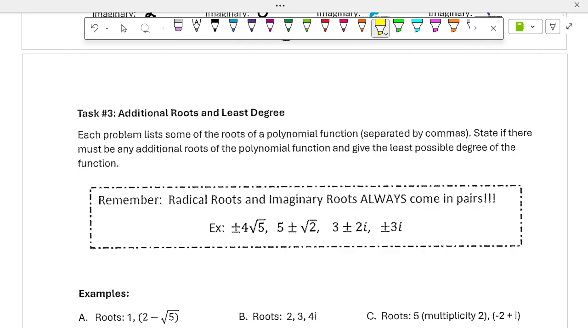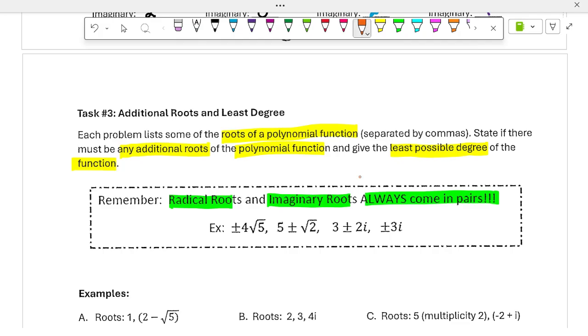Additional roots and least degree. Each problem lists some of the roots of a polynomial function, separated by commas. You're going to state if there must be any additional roots of a polynomial function and give the least possible degree of the function. So here's the biggest thing. Radical roots and imaginary roots always come in pairs.